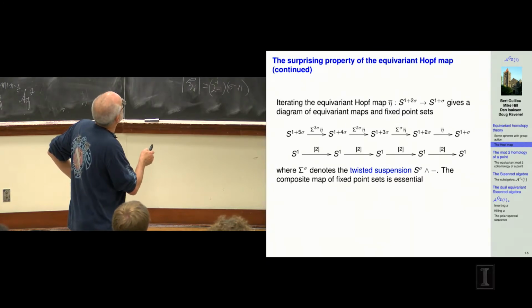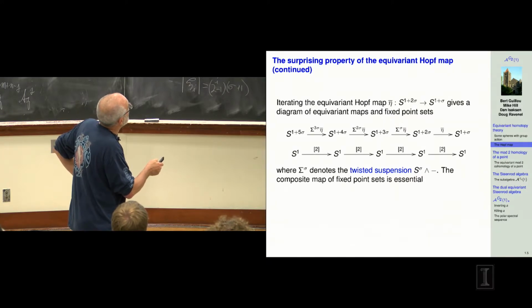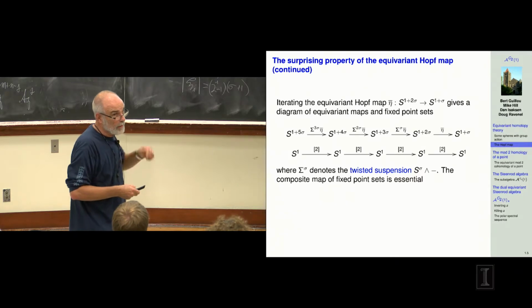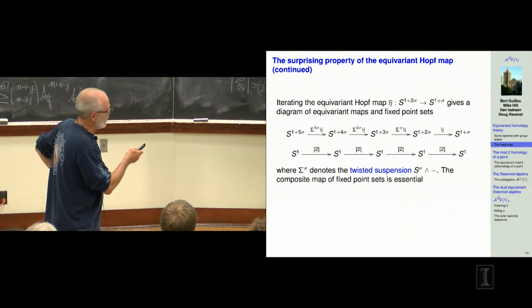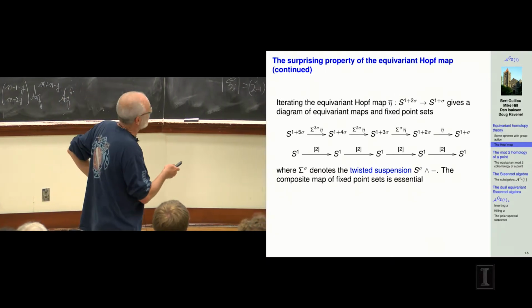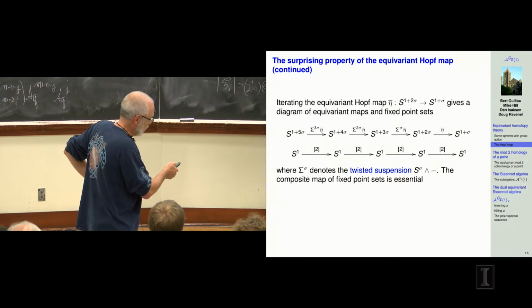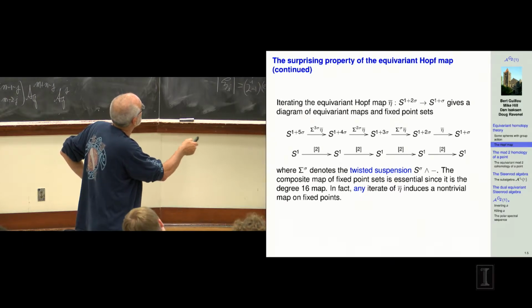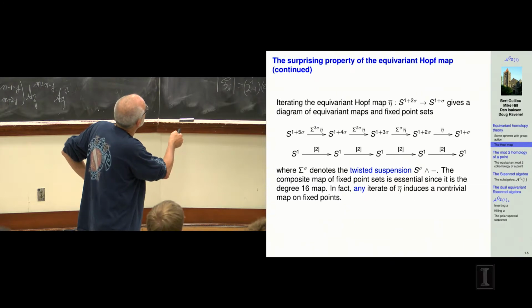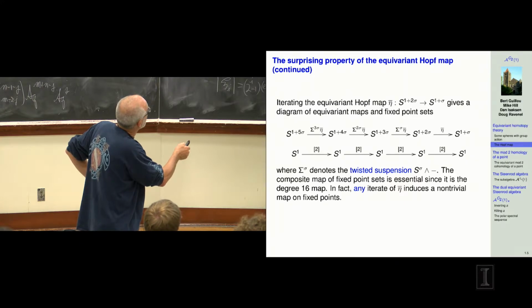So here's an iteration. Now this iteration involves the twisted suspension, which is smashing with the twisted circle. The ordinary suspension is smashing with the ordinary circle. The twisted suspension is smashing with the twisted circle that I showed you on the first slide. So you're applying twisted suspensions to these spheres to make this work out right. You can have any number of iterates up here, and in each case, the fixed point set is a circle, and you get the degree 2 map. So you could iterate this any number of times, and it's an essential map.